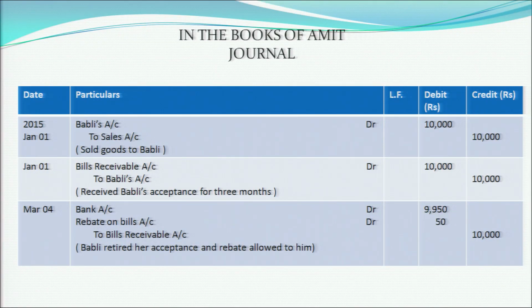So what entry are we going to do? The first two entries are going to be the same, but in the next entry we are going to add rebate on bills: bank account debit, rebate on bills account debit to bills receivable account. So per month it is going to be 50 rupees. So we have given a rebate of 50 rupees. Let us see in the books of Bubbly. In the books of Bubbly, she is buying the goods.